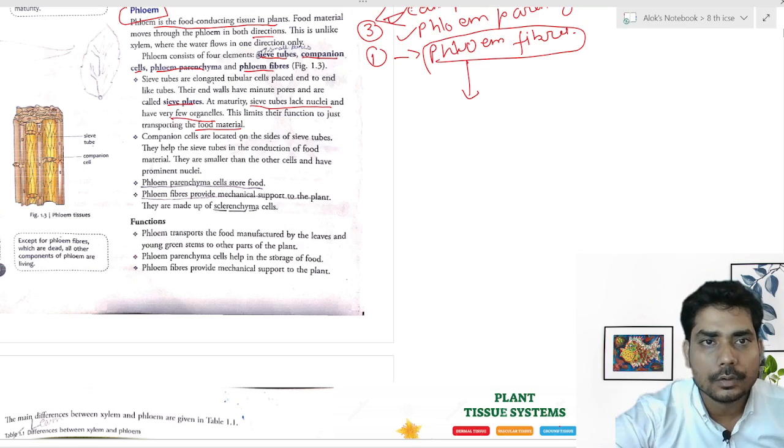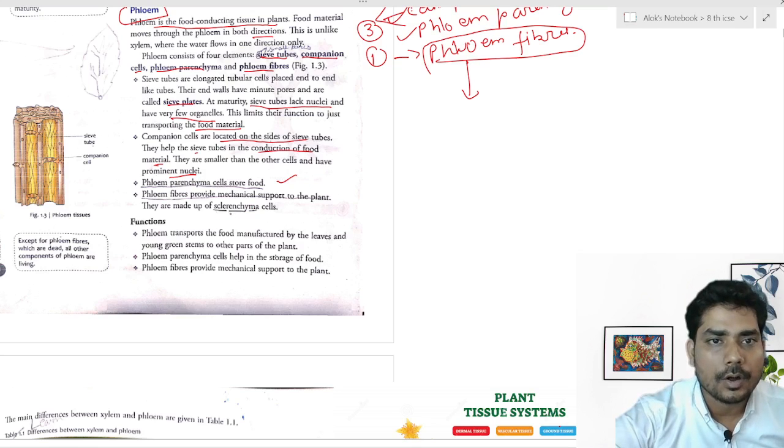Companion cells are located on the side of sieve tubes. With the help of sieve tubes, they conduct food material. Similarly, companion cells have prominent nuclei. Phloem parenchyma store food and phloem fiber provide mechanical support to the plant.